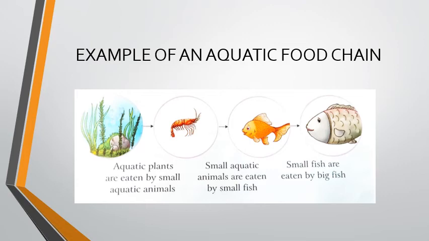Aquatic plants are eaten by small aquatic animals. Small aquatic animals are eaten by small fish and small fish are eaten by a big fish. Microorganisms decompose all dead plants and animals.